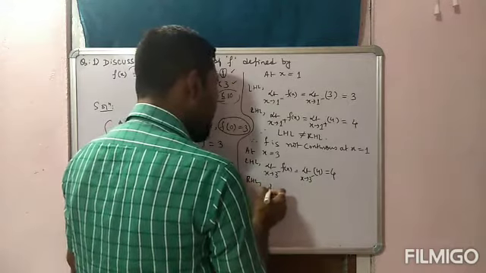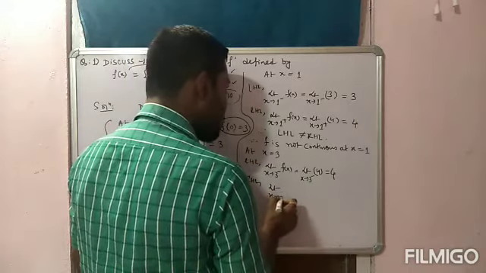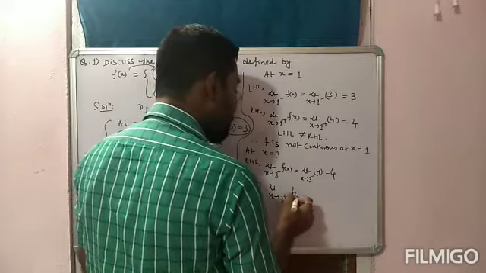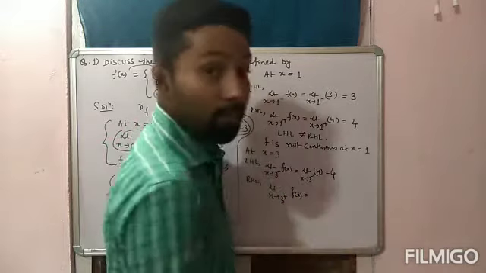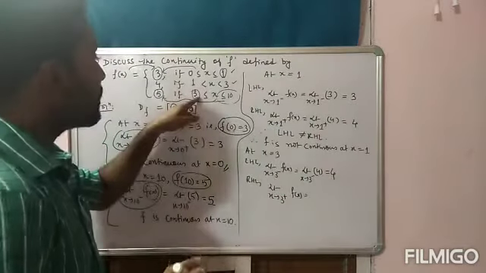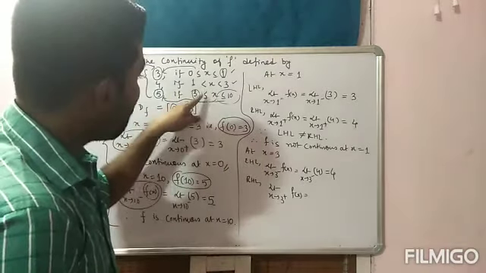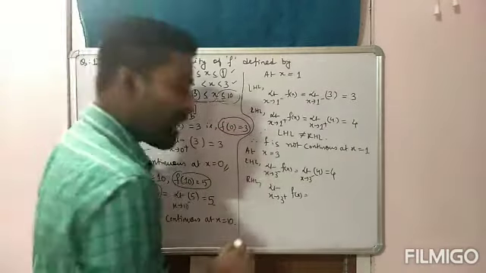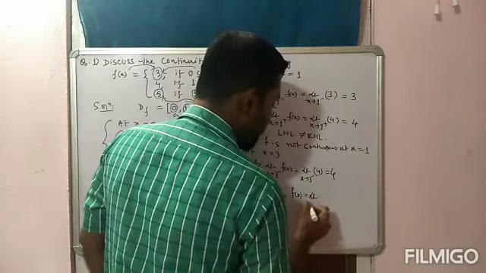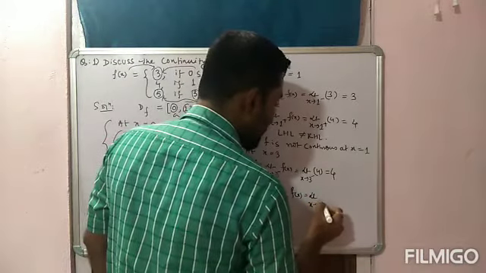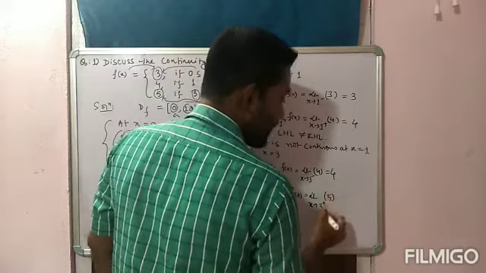So check the right hand limit. That is limit x tends to 3 power plus f of x. Now 3 power plus means more than 3. More than 3 होने से third condition satisfy करेगा. Yes or not? So what is the corresponding function here? 5. So replace f of x by 5. That means limit x tends to 3 power plus 5.